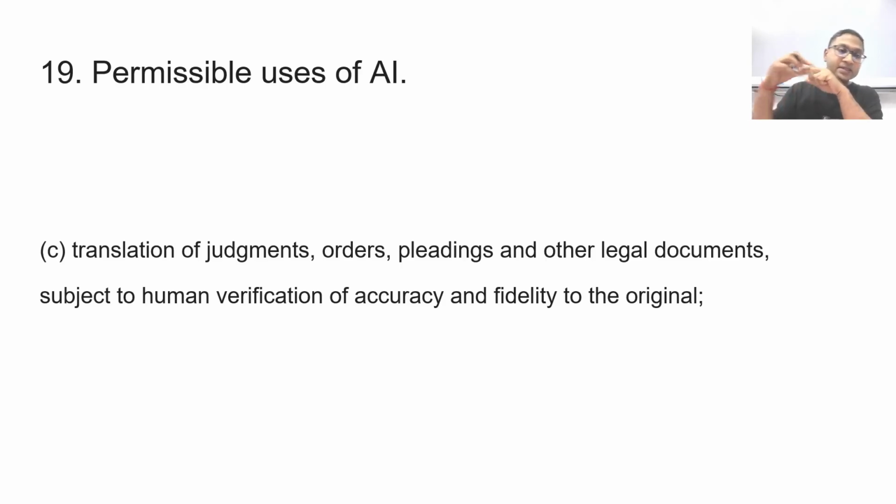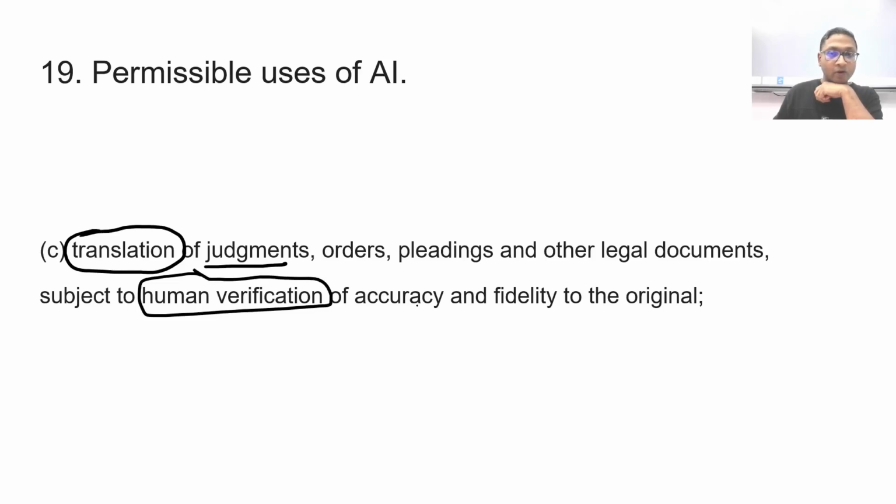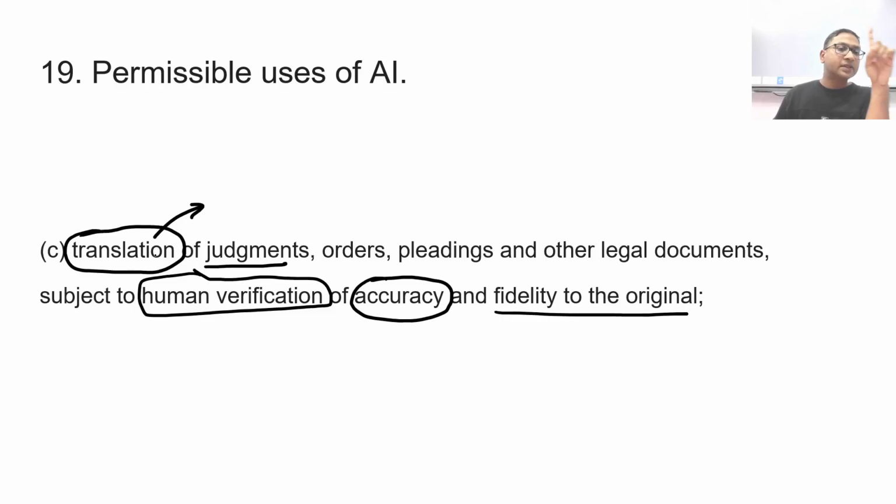Translation of judgments, orders, pleadings. That's where AI will be used: translation of judgments, orders, pleadings, and other documents, subject to human verification of accuracy and fidelity to the original. This is again a very daunting task because AI will certainly translate. However, verifying its accuracy might be even more time consuming than translating the document from scratch, because AI sometimes makes mistakes which are much more difficult to correct than writing that thing from scratch, right? So even though this is a permissible use of AI, it's a hard task.